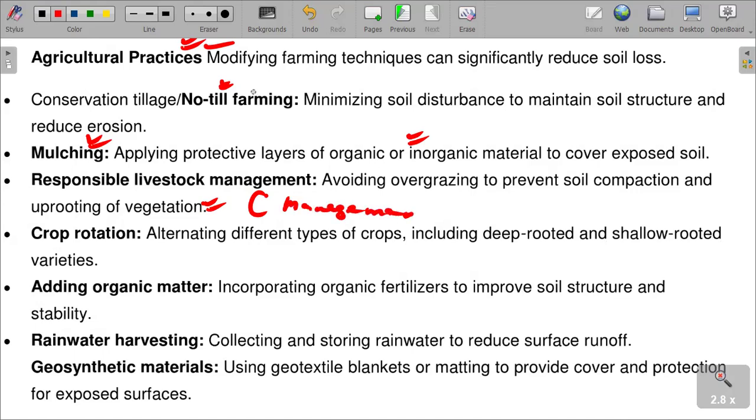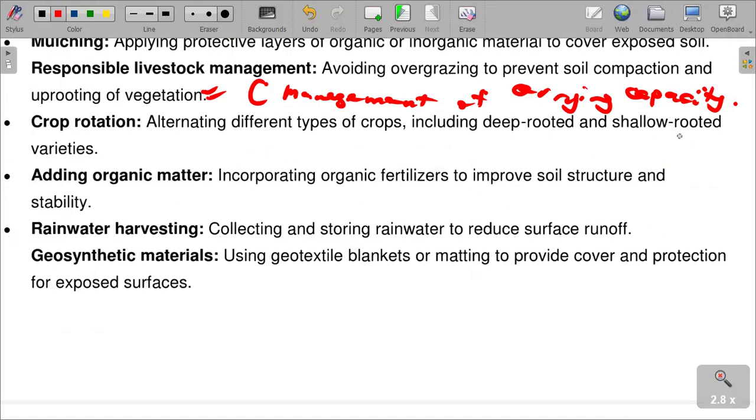This has to do with management of carrying capacity, which is quite important. A given space of land must sustain a sustainable number of animals, such that there is no soil compaction, no overgrazing, and no vegetation destruction, which at the end of the day will result in soil erosion.